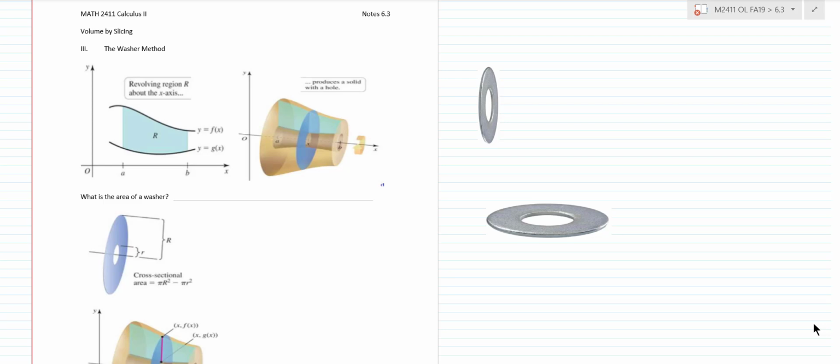Okay, students, so I'm going to show you the washer method. I had the answer key on that, but I needed to record the videos. I thought the videos were showing up, but apparently they weren't. So I'm going to go ahead and go through the washer method.